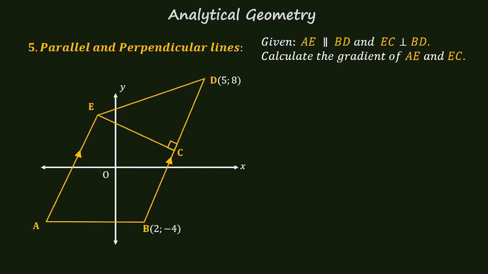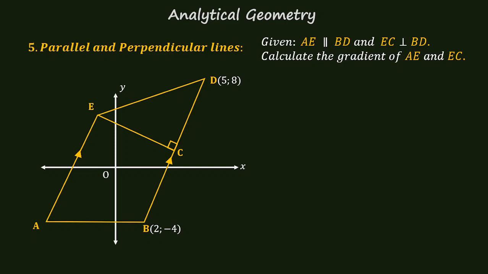Let's then look at parallel and perpendicular lines. Let's look at the properties of parallel and perpendicular lines. What you need to know about parallel lines is that they have the same gradient. So if you are told in a problem that 2 lines are parallel to each other, what you must know right away is that the 2 lines have the same gradient.